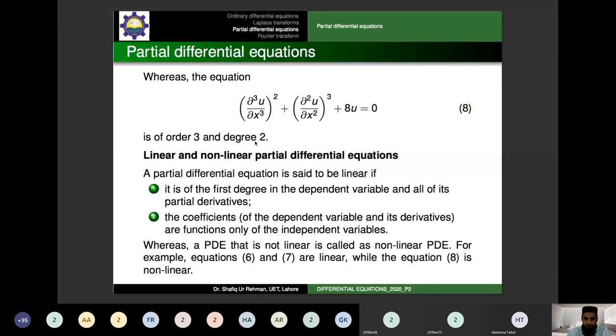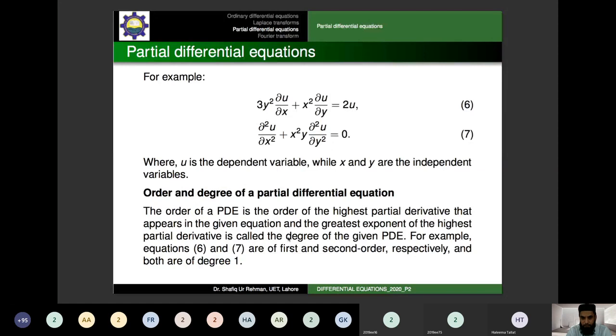If the differential equation is of the first degree in the dependent variable and all of its partial derivatives, and secondly, the coefficients of the dependent variable and its derivatives are functions only of the independent variables, then yes, it is going to be linear. Otherwise, it is going to be non-linear. Have a look at example number 6. It should be degree 1. Yes, examples number 6 and 7 are of degree 1, so we can consider them.